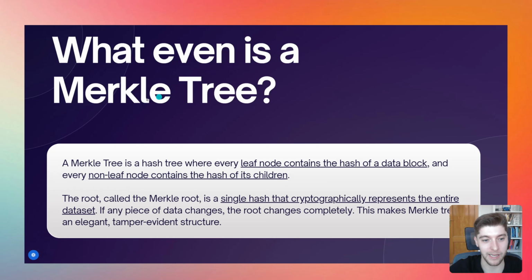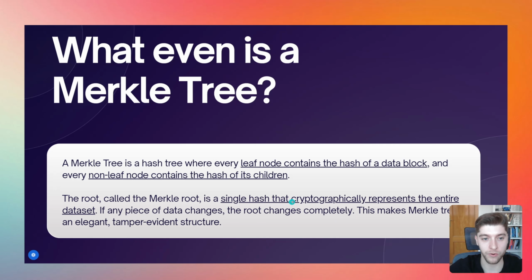So, what even is a Merkle tree? A Merkle tree is a hash tree where every leaf node contains the hash of a specific data block. In blockchain, this tends to be a transaction. And every non-leaf node contains the hash of its children. The root, which is called a Merkle root, and every single Merkle tree has got its own Merkle root, is a single hash that cryptographically represents the entire data set. If any piece of data changes, the root changes completely, which makes Merkle trees an elegant and tamper-evident structure.